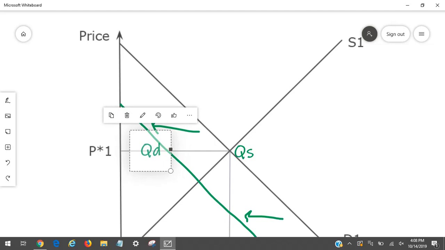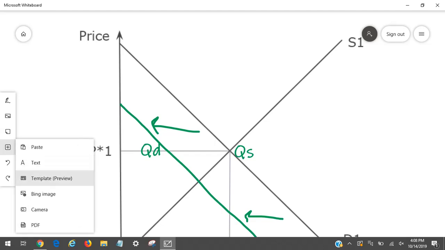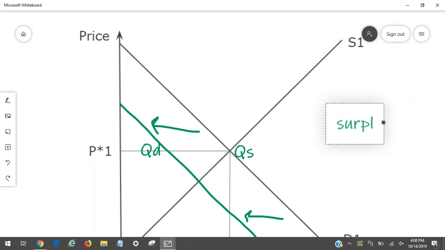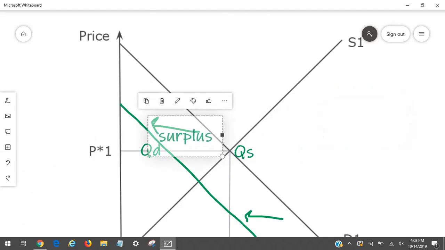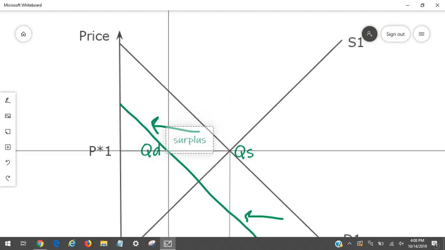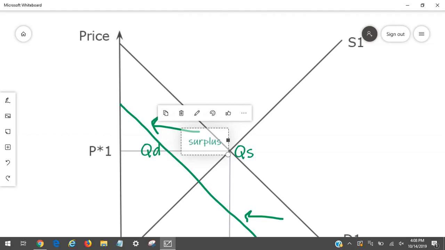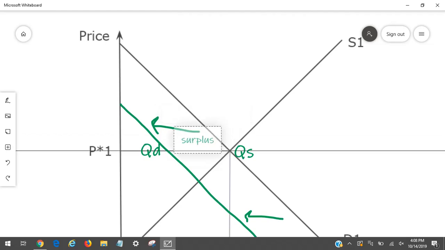So my QS is way over here. My quantity demanded got pushed to the left over here. So I've got QS greater than QD. In other words, I have a surplus of dark meat. There's a bunch of dark meat for sale that foreigners don't want to buy because they think it's contaminated at that price. So this is going to put pressure on the price of dark meat to drop or decrease.